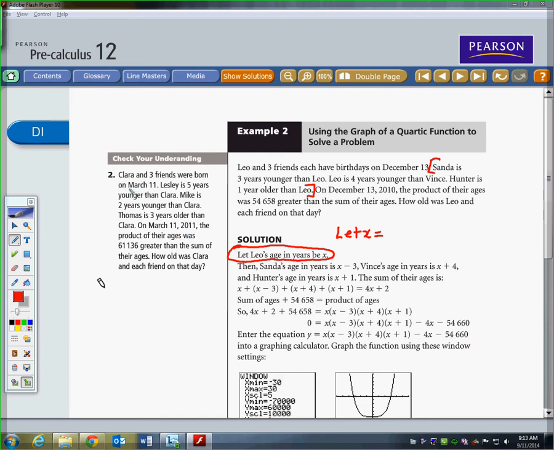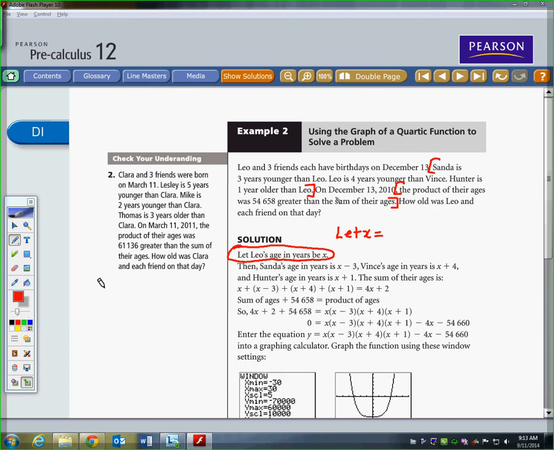So if you look at the check your understanding, they're going to do the same thing. They're all born on March 11th. So now March 11th, how old? So the product, let me read on. The product of their ages was this amount greater than the sum of their ages. So we want to make a mathematical statement out of that. So this is sort of the key. The product of their ages.